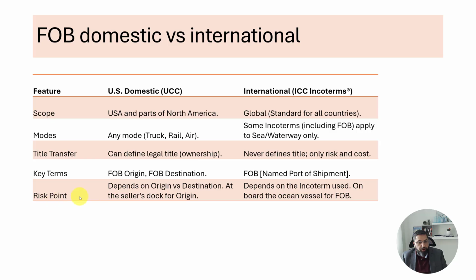Then the risk point depends on origin versus destination for FOB domestic. If it's FOB origin, the seller's dock, that's where the risk transfers to the buyer, and the title. And for international Incoterms, it depends on the Incoterm used. For the FOB with the port specified, because it's free on board, the risk transfers when the goods are on board the ship. Okay, for the FOB Incoterm.